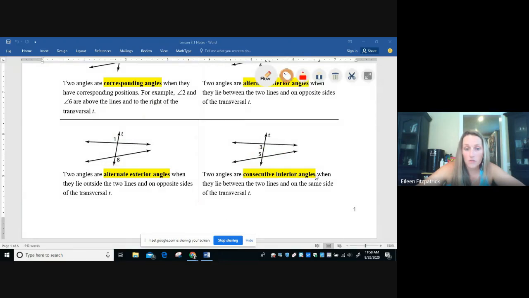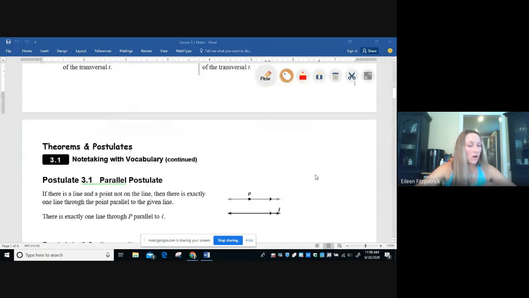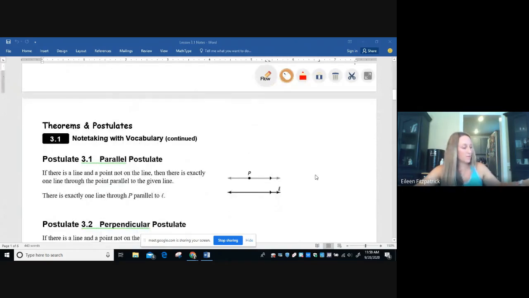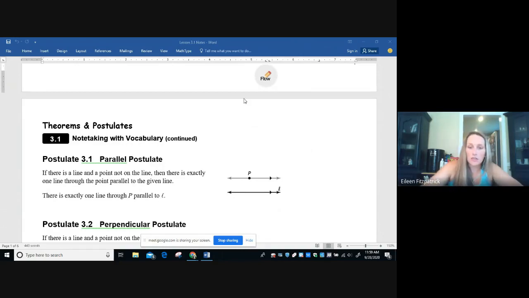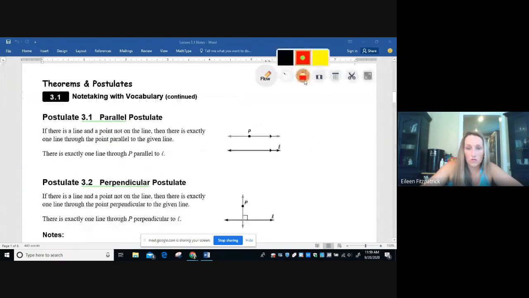All right, let me scroll down. Okay, so we have two different postulates we're just going to quickly read through. One is called the parallel postulate, which says if there is a line, so here's line L, and a point not on the line, then there's exactly one line through the point parallel to the given line.